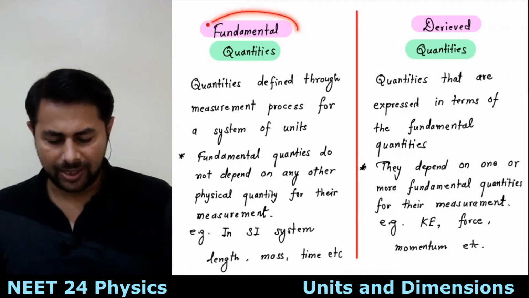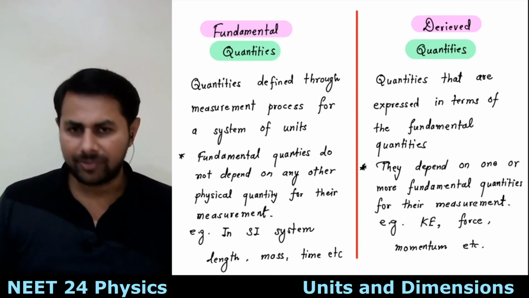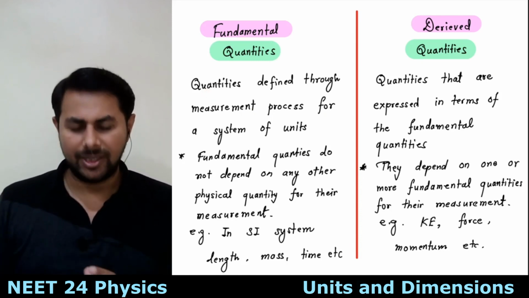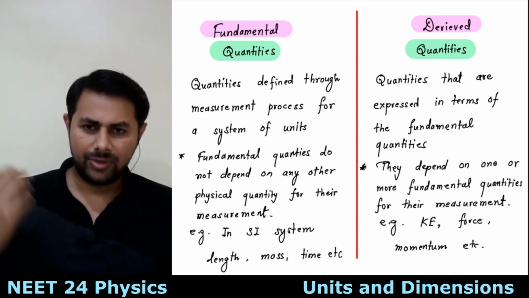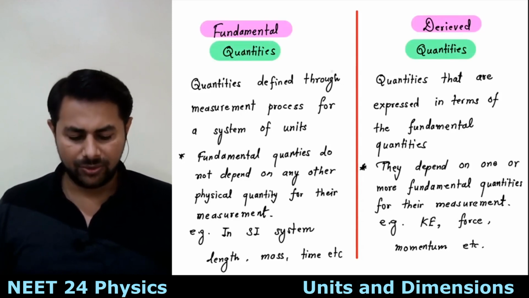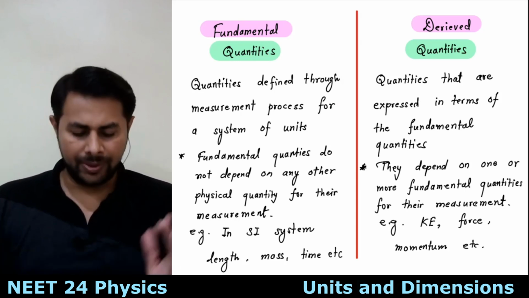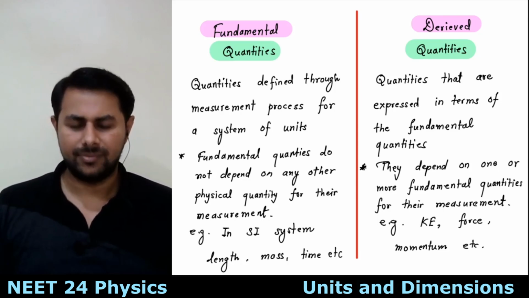So what are fundamental quantities? These are quantities which are defined through measurement, and they don't depend upon any other physical quantity for their measurements. So their units are predefined. Based upon their units, the units of other quantities are defined. Is this clear, everyone?